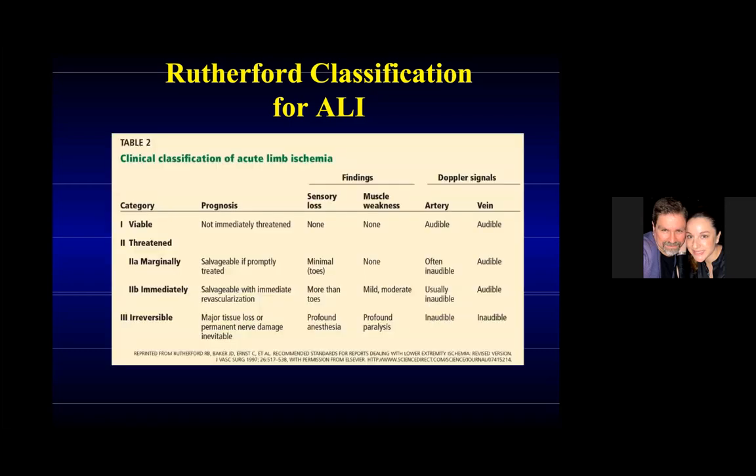So let's look at this. So when a patient comes in, okay, there's 3 categories. The first category can be a viable limb. There's not an immediate threat, okay? And a lot of these patients will come with this, that all of a sudden they have acute onset of pain and the pain gets better, but they come into the ER anyway. And you do a clinical examination on a category 1, and there is no sensory loss, there's no muscle weakness. You can hear the artery by Doppler, and you can also hear the vein, an audible vein. Audible vein by Doppler is a continuous flow, okay? That is phasic. When I say phasic, it varies with respiration, okay?